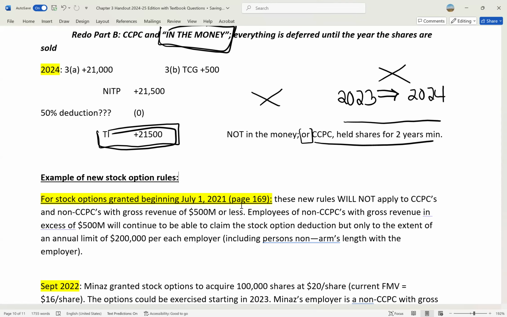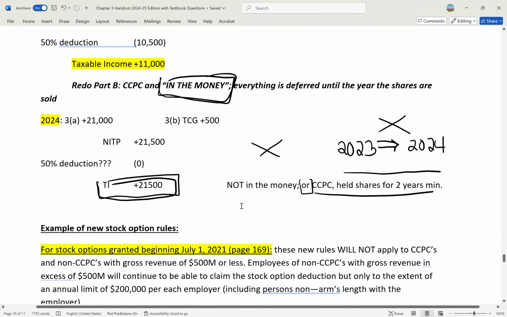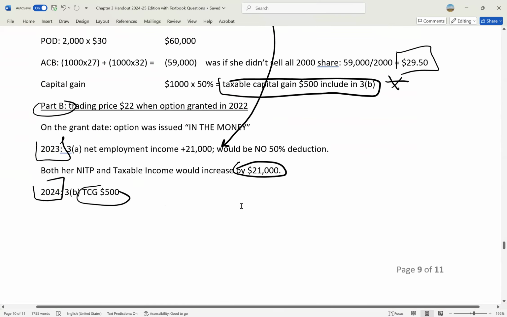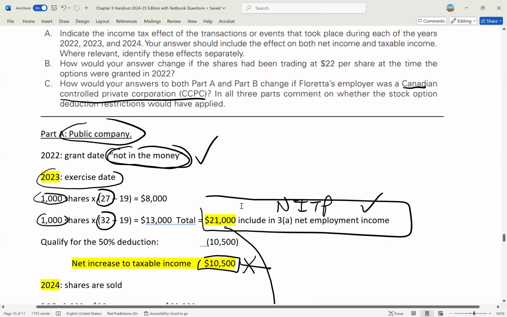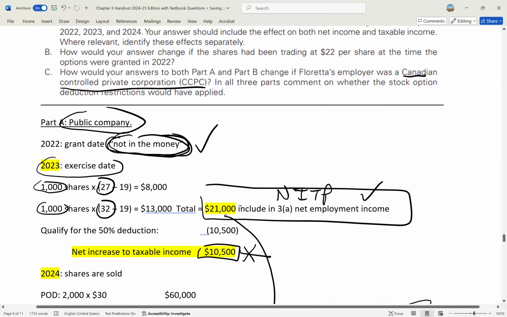When we think about how these stock option rules work, generally they're only offered to senior executives. So those executives that are already making quite a bit of money, and the purpose is that they buy the shares, the shares will increase in value, and they'll sell them for a gain of which 50% is taxable. But the one thing that you'll sort of notice is that because most stock options are granted not in the money, even though they have to include this amount in net employment income, they get a 50% deduction.